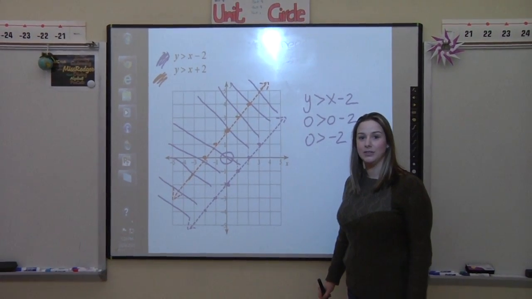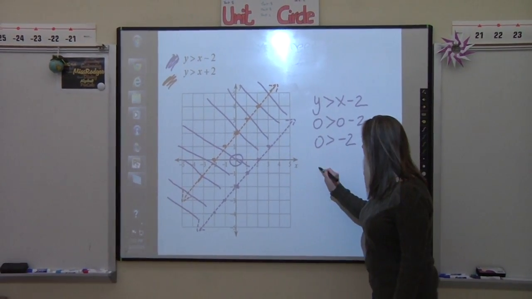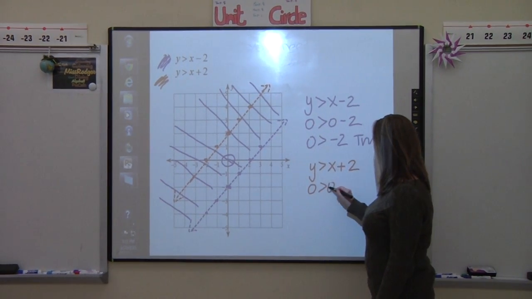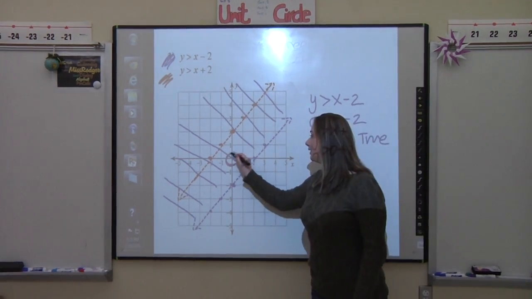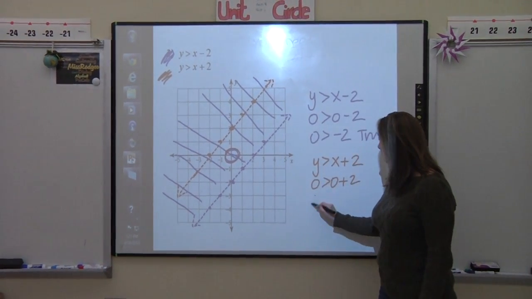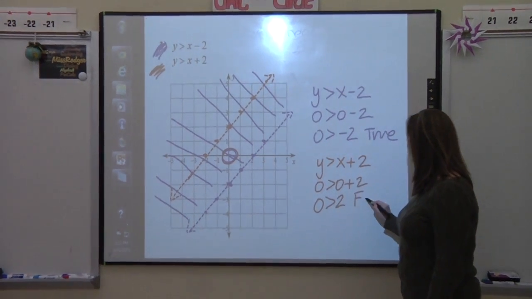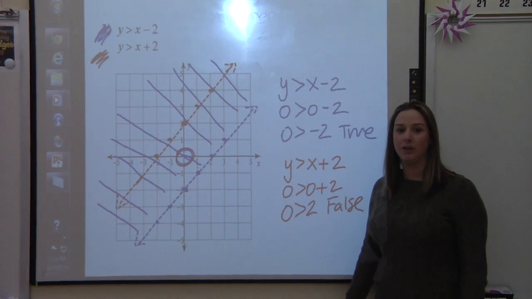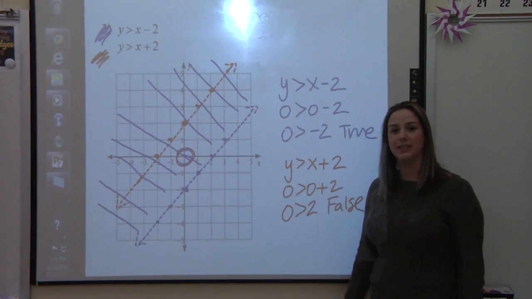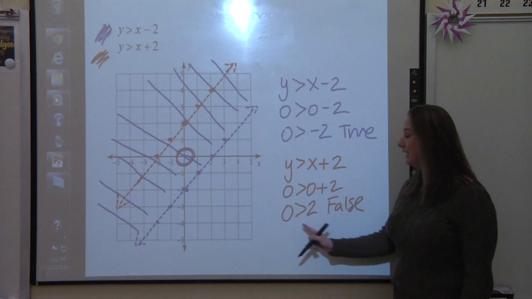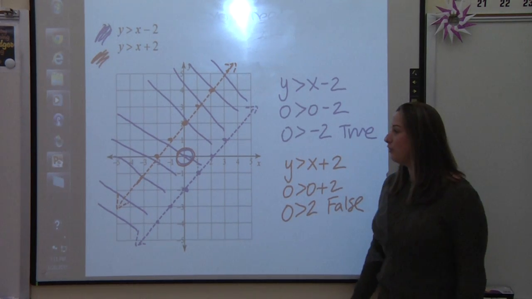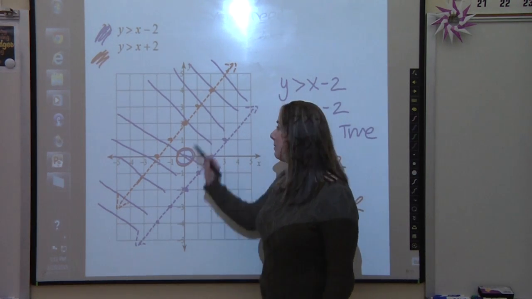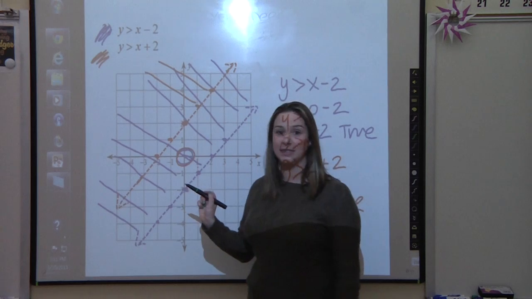These two lines are parallel. Let's test a point. I'm going to test 0, 0 again. When I test the ordered pair 0, 0 into my second inequality, and I substitute 0 in for x and 0 in for y, I get a false statement. 0 is not greater than 2, which is going to mean that this ordered pair in this region is not the solution set to my inequality. So I shade in the opposite direction.